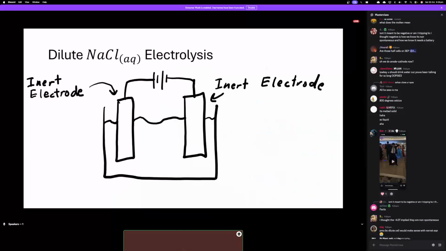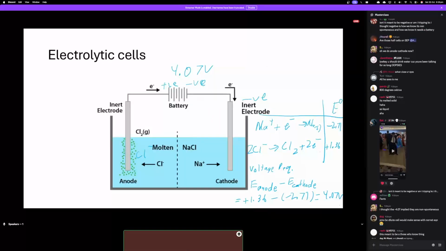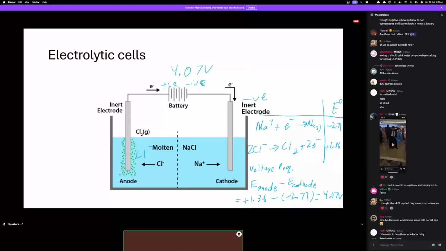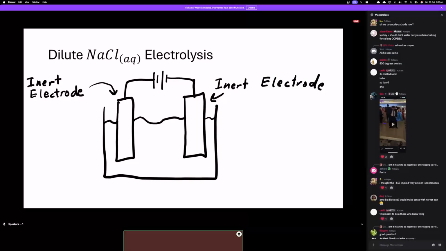So there are a couple cells you need to know. One of them is molten sodium chloride, and I just covered that. That's the most basic example. You also need to know dilute sodium chloride, concentrated sodium chloride, and copper sulfate.